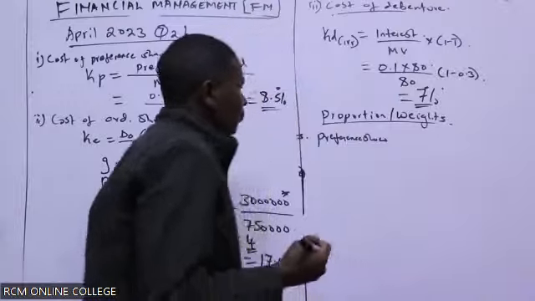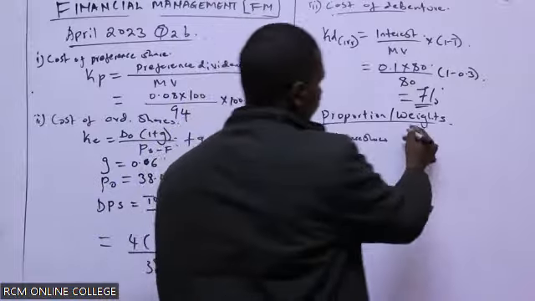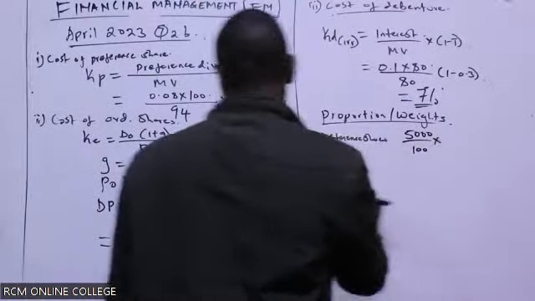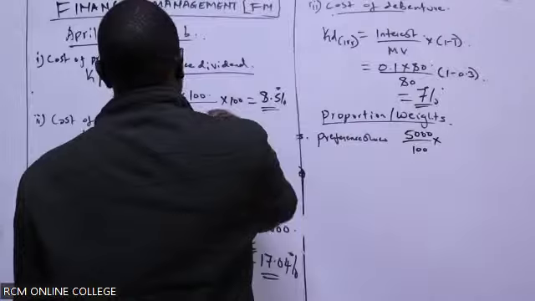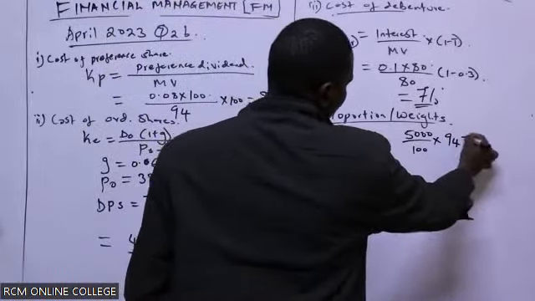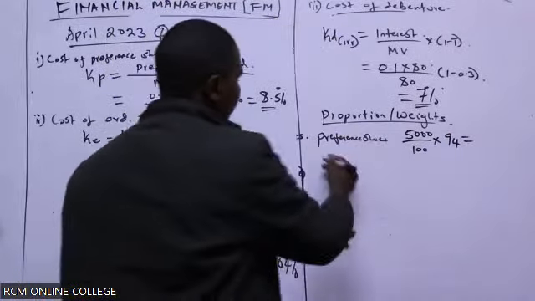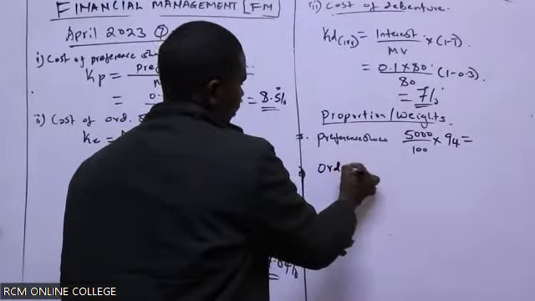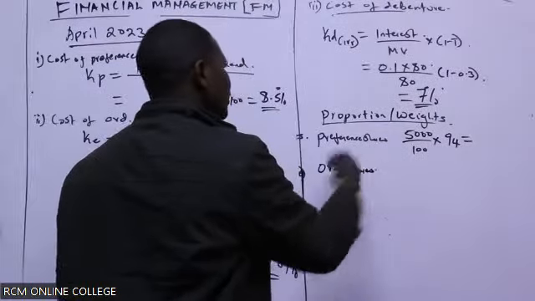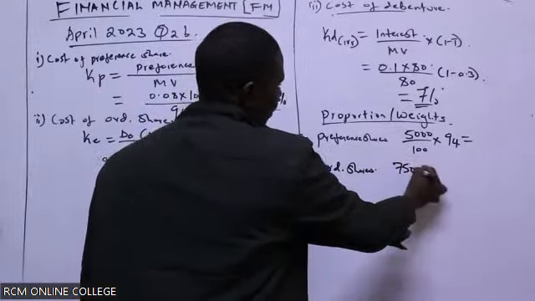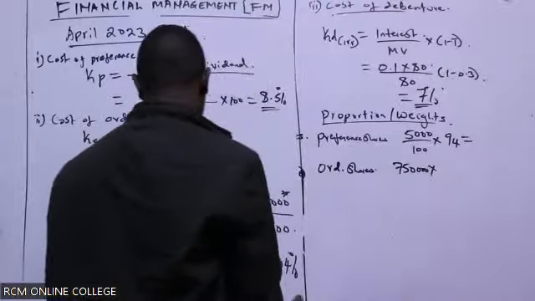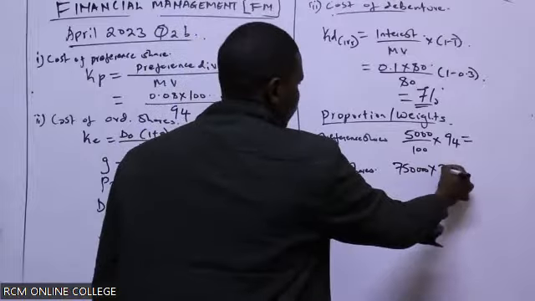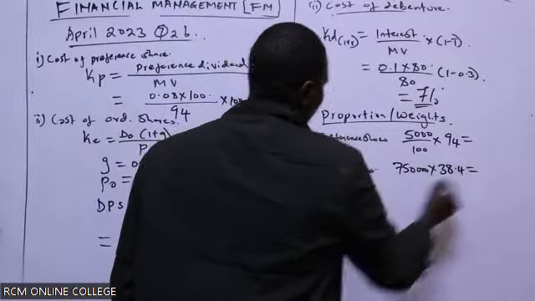Haya, preference share tuko na 5,000 pale. Par value ni 100 and market value tuko nayo hapa. Iko wapi preference share? Market value 94. Haya, pate something. Then twende kwa next one, hii ordinary share. Ordinary share class hapa niko already na my number of shares 750,000. So hii nita multiply tu na the current market price which is 38.4.